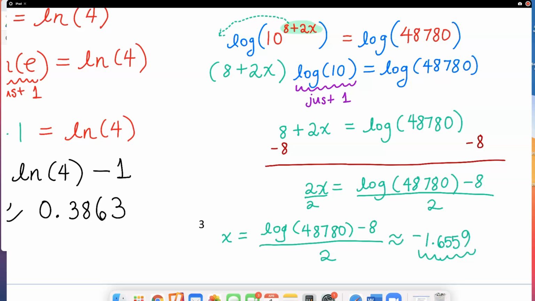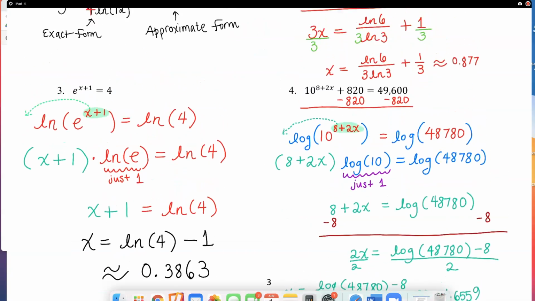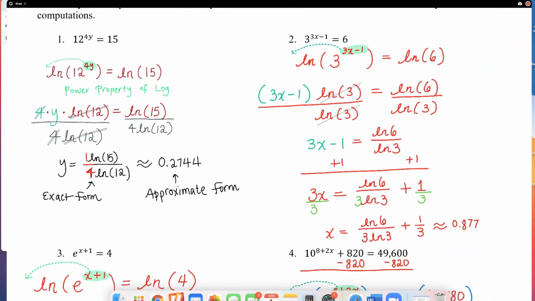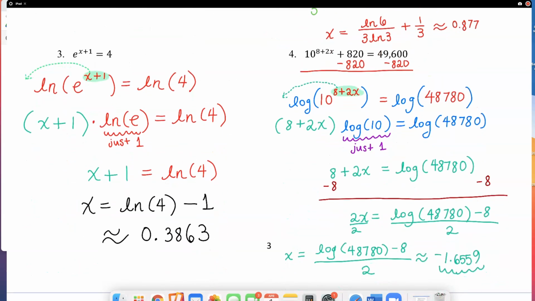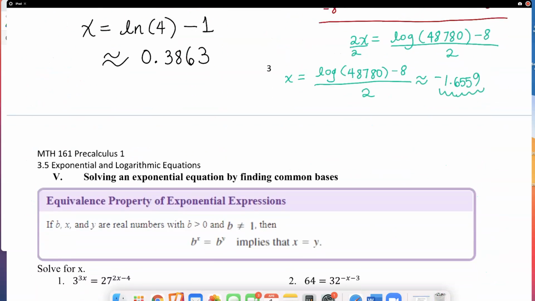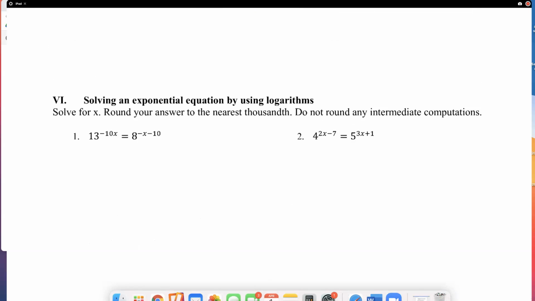So I'm done solving. I think I solved just 2 additional equations over here. I will go ahead and stop and process this video so that I can come back and show you the other 4 on the other side, okay?